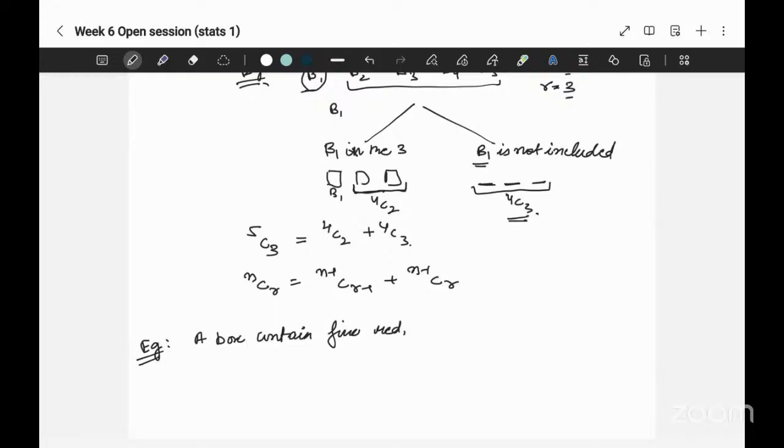What is your doubt, in the sense? Can you tell me what the confusion is? Ma'am, how is it equal to 5C3? 4C2 plus 4C3, how is it equal to 5C3?